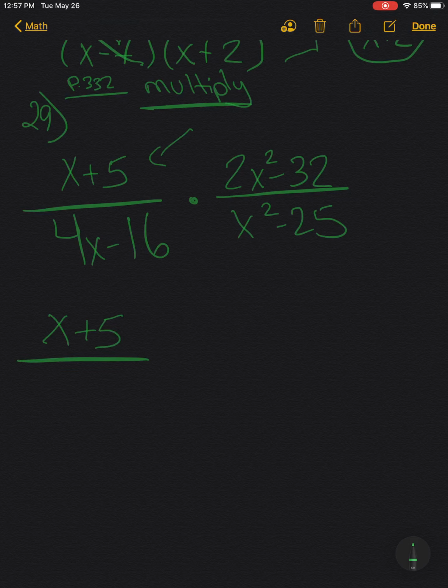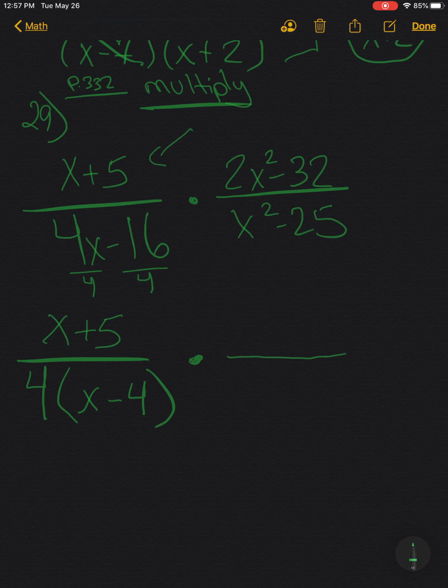Great. Now let's look at the denominator. The denominator is showing a common factor. Remember, the greatest common factor. What number can they both be divided by? Please pause the video and see if you could figure that out. And you should have figured out that the greatest common factor is 4 because 4 can go into each term. So what's left when you divide each of these terms by 4? You're left with x minus 4.